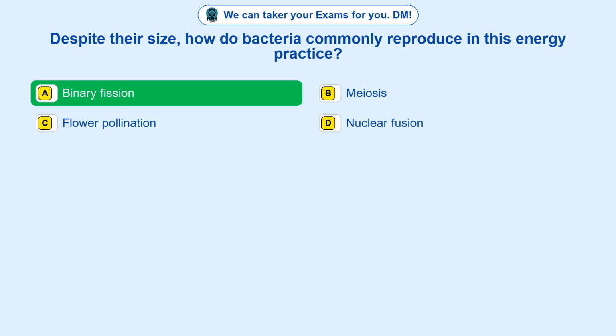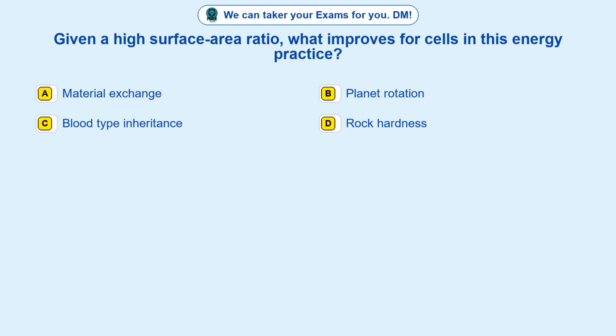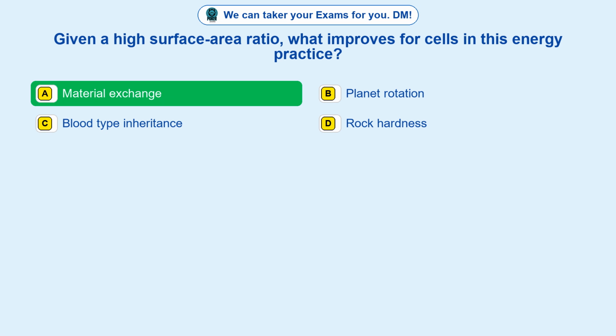Binary fission. Bacteria commonly reproduce asexually by binary fission, splitting one cell into 2. Meiosis forms gametes in eukaryotes, flower pollination is plant reproduction, and nuclear fusion powers stars. Question 26. Given a high surface area ratio, what improves for cells in this energy practice? Option A, material exchange. Option B, planet rotation. Option C, blood type inheritance. Option D, rock hardness. The correct answer is option A.